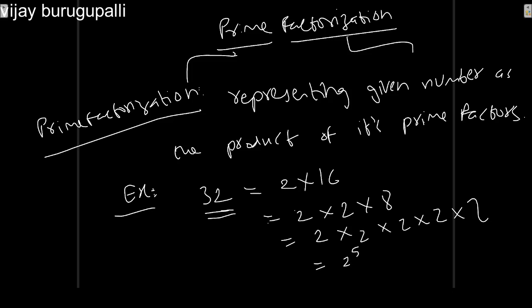That means 2 is a prime number, so it will become a prime factor of 32. So we are representing 32 as the product of its prime factors. That means 32 is equal to 2 power 5. This process is called prime factorization.